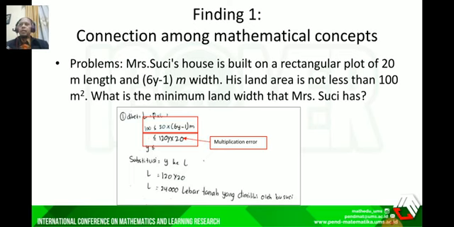The findings show that all subjects show the ability to connect the concept of linear inequality of one variable with the concept of geometry, namely the rectangle. The three subjects can write and explain the mathematical model: 100 less than or equal to 20 times (6y minus 1). However, the subject with low connection ability experiences errors in performing algebraic multiplication, which was 20 times (6y minus 1) to 120y times 20.